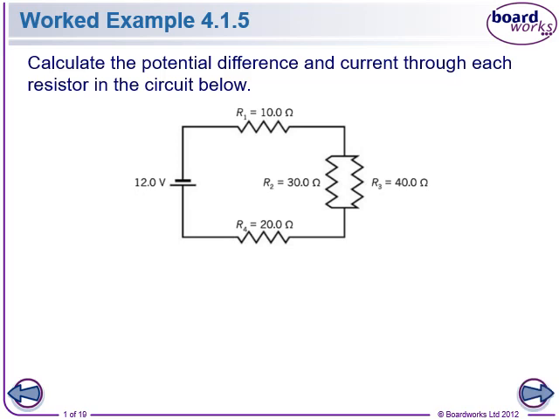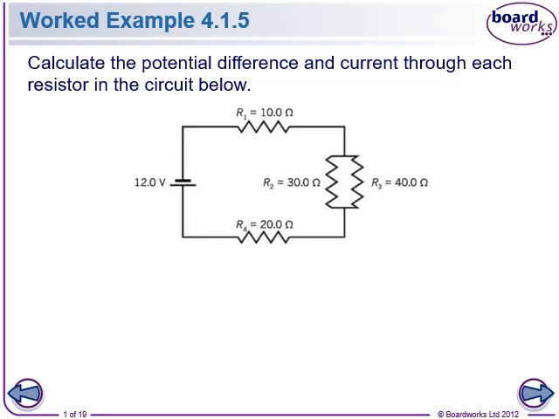All right. So if you've had a go at this already, great. But I'll show you the worked example first, then you can have a go at the tray yourself. Calculate the potential difference and current through each resistor in the circuit below. So this is a combination circuit.